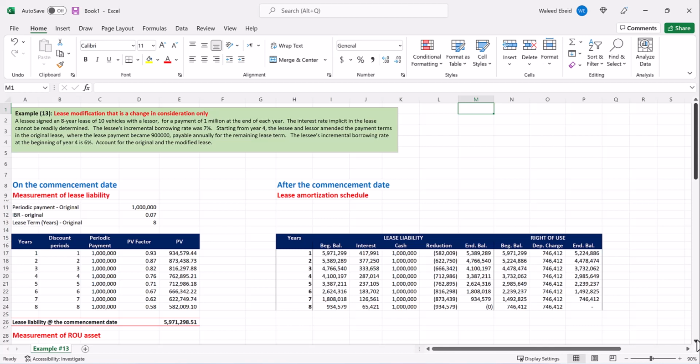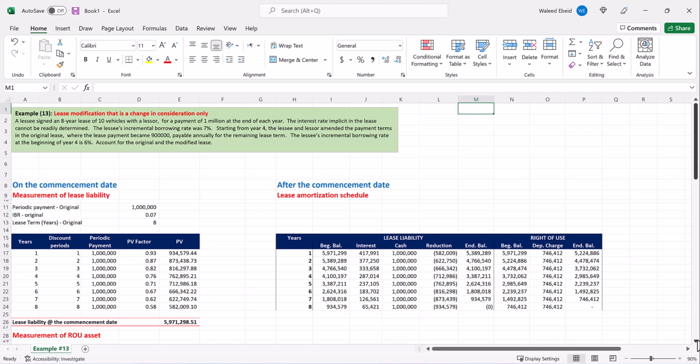A lessee signed an 8-year lease of 10 vehicles with a lessor, for a payment of $1 million at the end of each year. The interest rate implicit in the lease cannot be readily determined. The lessee's incremental borrowing rate was 7%.